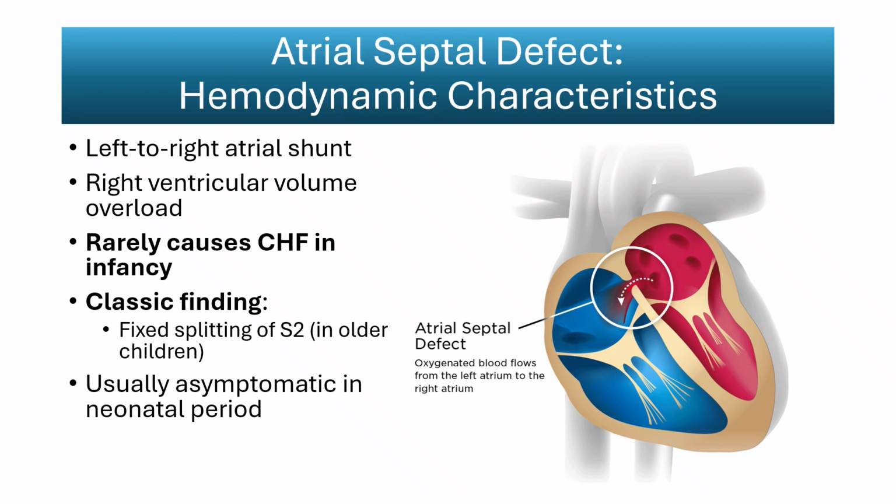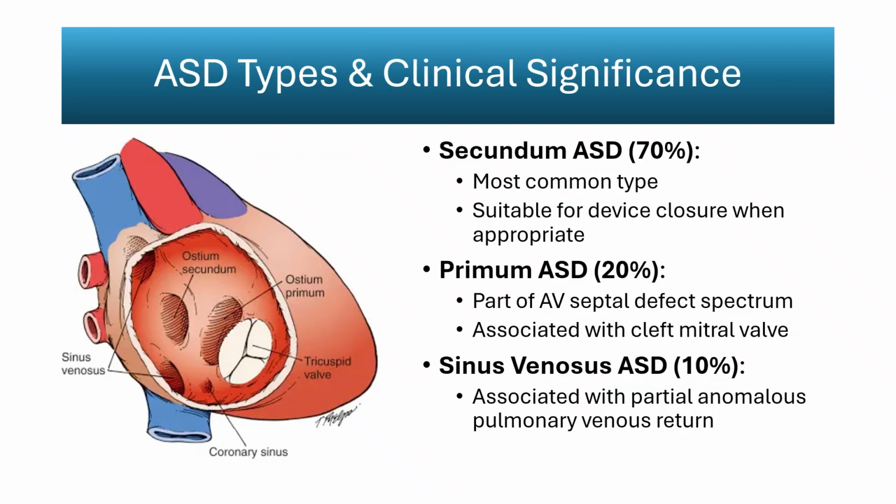The classic auscultatory feature emerges later in childhood, fixed splitting of the second heart sound. This occurs because the augmented right-sided flow prolongs right ventricular systole, keeping pulmonic valve closure consistently delayed regardless of respiration. Atrial septal defects are classified by their anatomic location and embryologic origin.